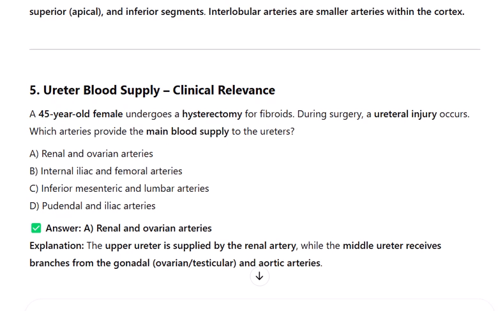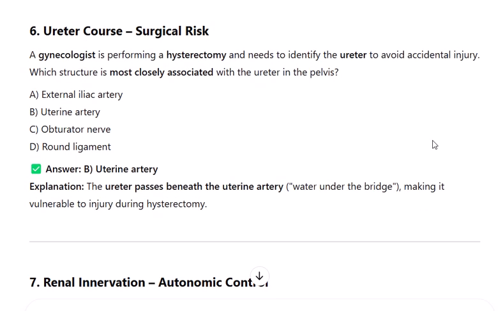Ureter course, surgical risk. A gynecologist is performing a hysterectomy and needs to identify the ureter to avoid accidental injury. Which structure is most closely associated with the ureter in the pelvis? A. External iliac artery. B. Uterine artery. C. Obturator nerve. D. Uterine artery.